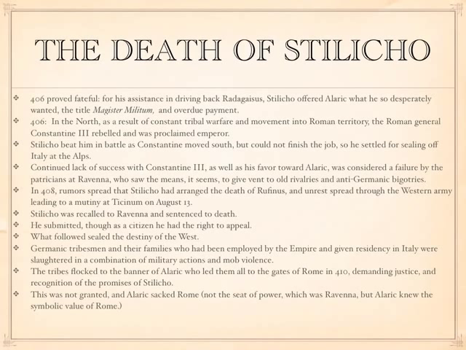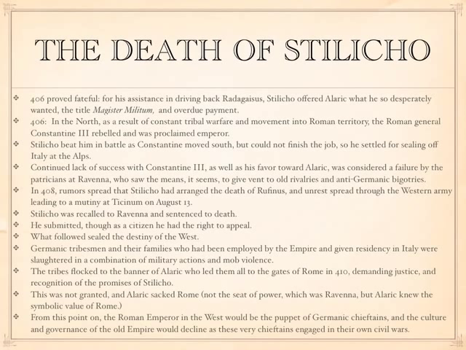Alaric sacked Rome. Of course, this wasn't the seat of power, but it had symbolic value. For the Roman Empire, this was devastating. It would happen twice more in the next century, but it hadn't happened for 800 years at this point, not since the Gauls, or if we want to call them that, the Celts, sacked Rome in the 4th century BCE. From this point on, the Roman Emperor in the West would be the puppet of Germanic chieftains.